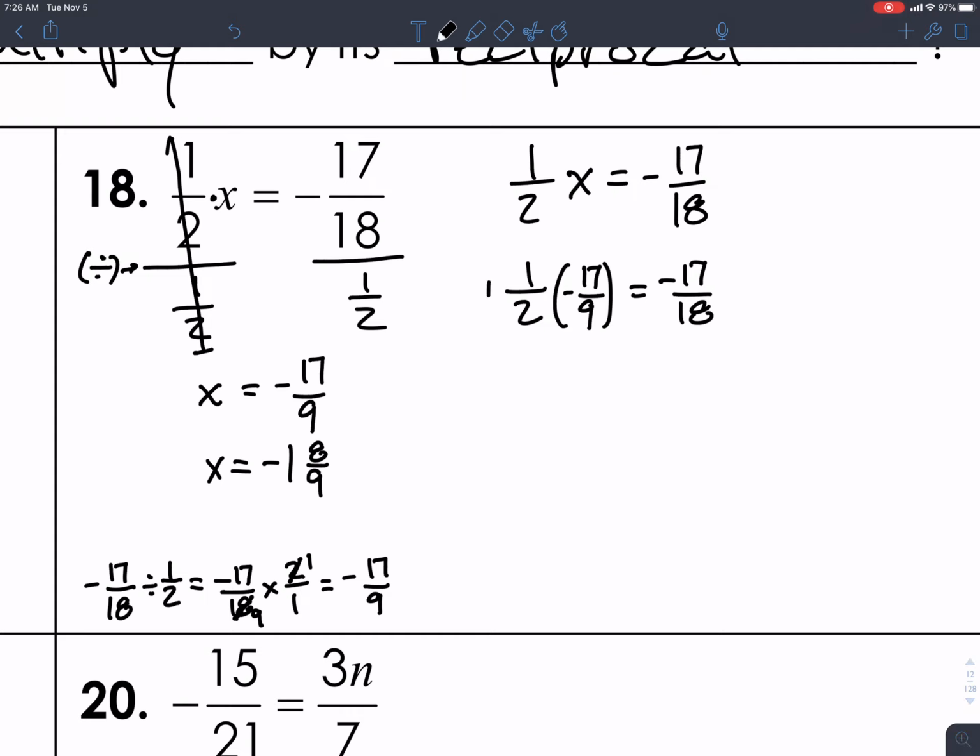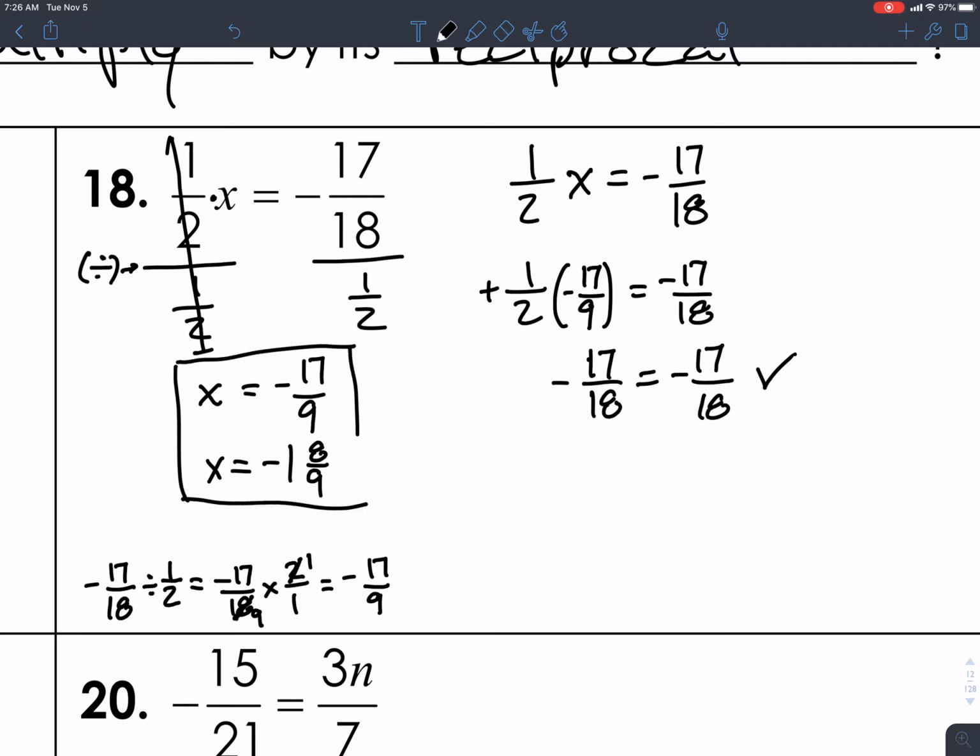Now, we know this is a positive 1/2 times a negative 17/9, so that we know that's going to be a negative answer. Multiply straight across. 1 times 17, 17. 2 times 9 is 18. Well, guess what? Checks out. So that tells me either one of these answers is right. I would say try to focus on making your answer into a mixed number if you have an improper fraction. Just makes things a lot simpler for everybody. It looks cleaner, looks better. Okay? So that's that problem.